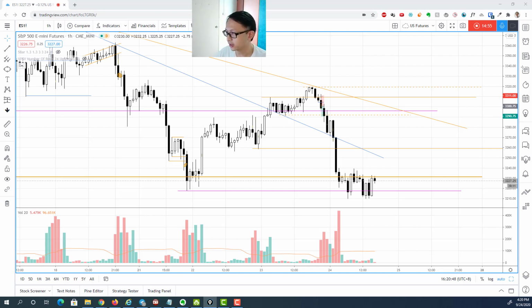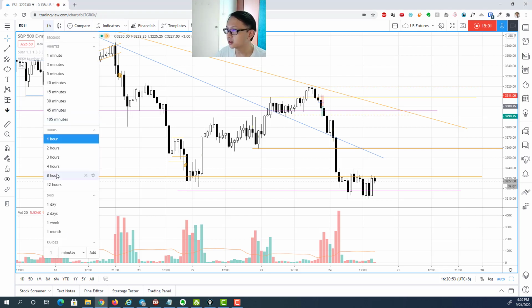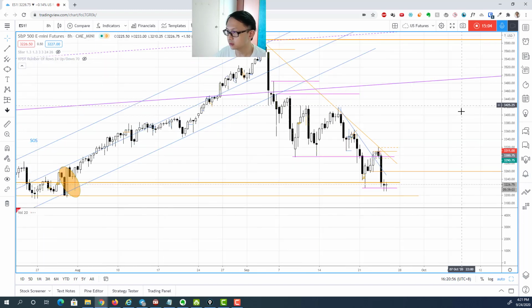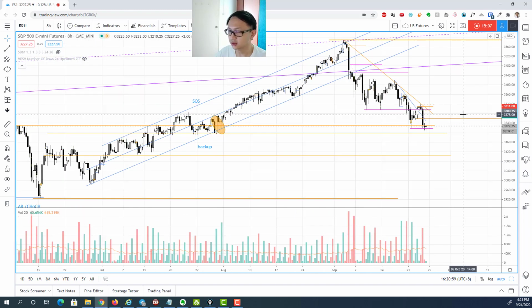So let me zoom out a bit. You can see the whole area as well. Let's see the 8-hour chart. Okay, so this is the support area that I previously drew up. So it still plays out nicely, and right here I believe it could provide some kind of support.